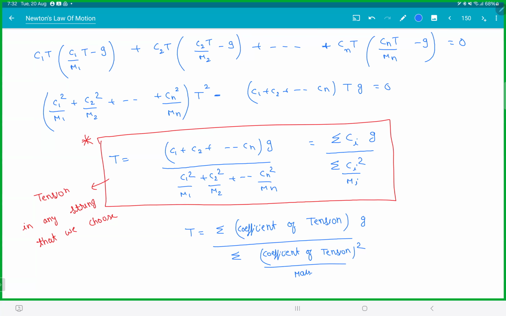So this is the third shortcut I was teaching you. The first thing was the net pulling force method. That is still fine. The second thing is the net pulley method. That is also good. This is like, literally you just simplified everything.